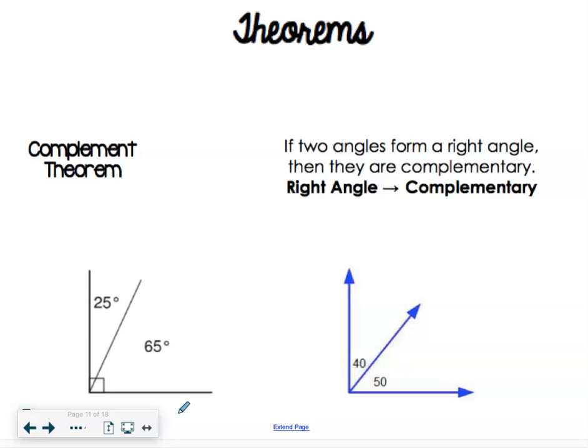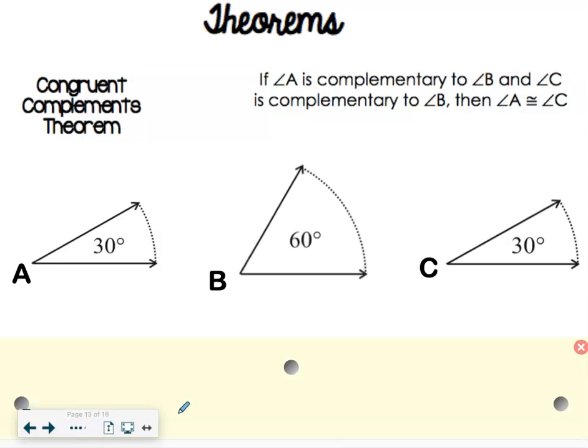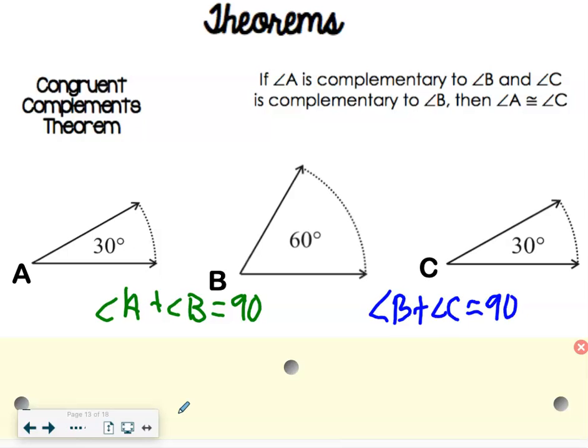We already talked about complementary angles and supplementary. This is a good one. It says angle A is complementary to angle B, and B is complementary to C. So what do we know about A and C? They are equal. If A and B have to add to 90, and B and C have to add to 90, what can I take away from both sides? Angle A plus angle B equals 90, and angle B plus angle C equals 90. What can I subtract from both equations? B, right? So then you're left with just angle A and angle C.